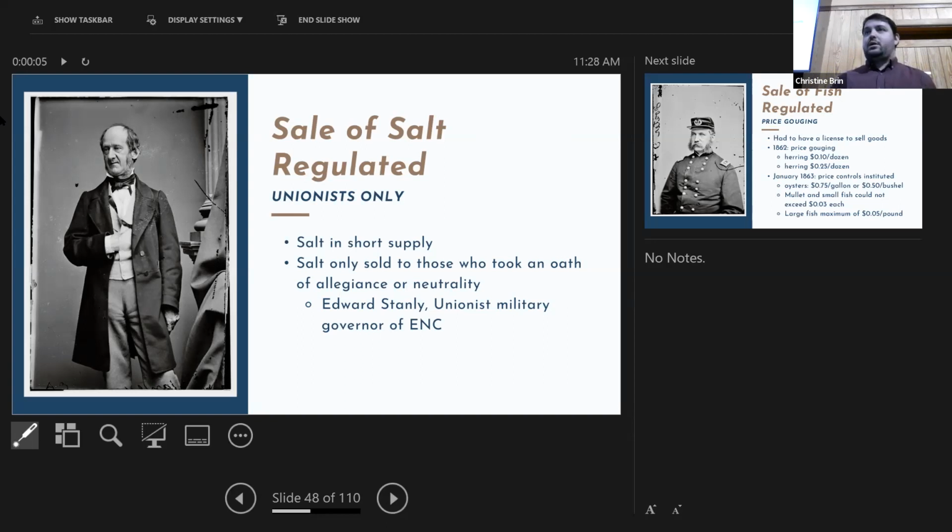And if you wanted to buy salt, you had to get a permit that was signed by this man, Edward Stanley, the Unionist military governor of Eastern North Carolina. So there's two governors of North Carolina during the Civil War. You had your governor up in Raleigh, and then in Eastern North Carolina, you had your Unionist military governor who had control of Union-occupied North Carolina. And in order to get that permit to buy salt and salt your fish and pork and whatnot, you had to give an oath of allegiance or neutrality. So needless to say, a lot of people, just so they can eat, are going to either pledge allegiance to the federal government, or they're at least going to be neutral.